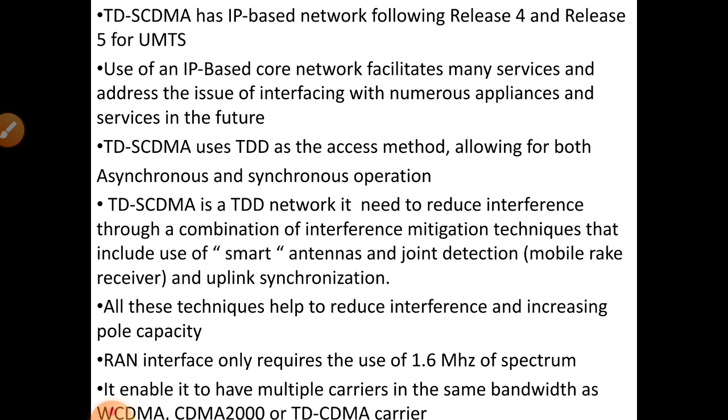By using these types of technique, we can reduce the interference as well as increase the pole capacity. If the pole capacity increases, automatically we can attain high efficiency as well as high data rate speed. Therefore, the radio access network RAN interface requires the use of 1.6 MHz spectrum. This RAN also enables multiple carriers within the same bandwidth, similar to WCDMA, CDMA 2000 as well as the TD-CDMA carrier.